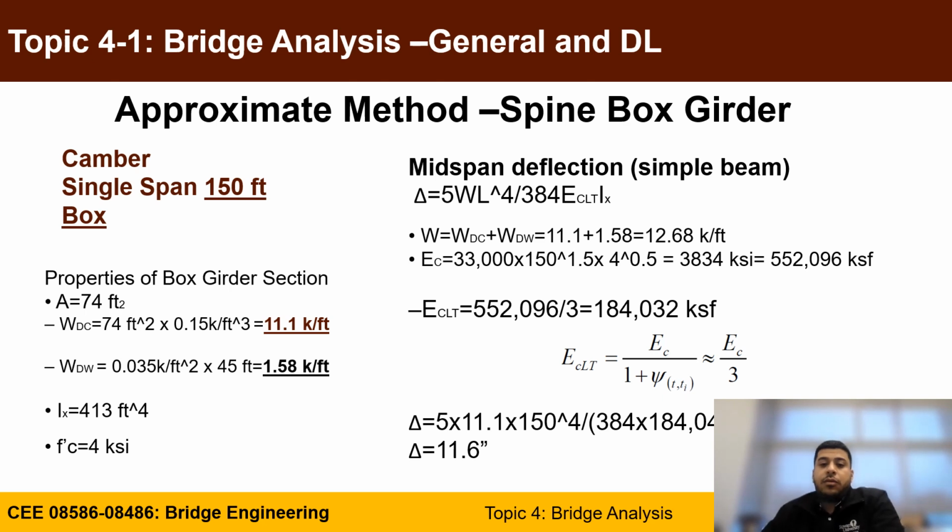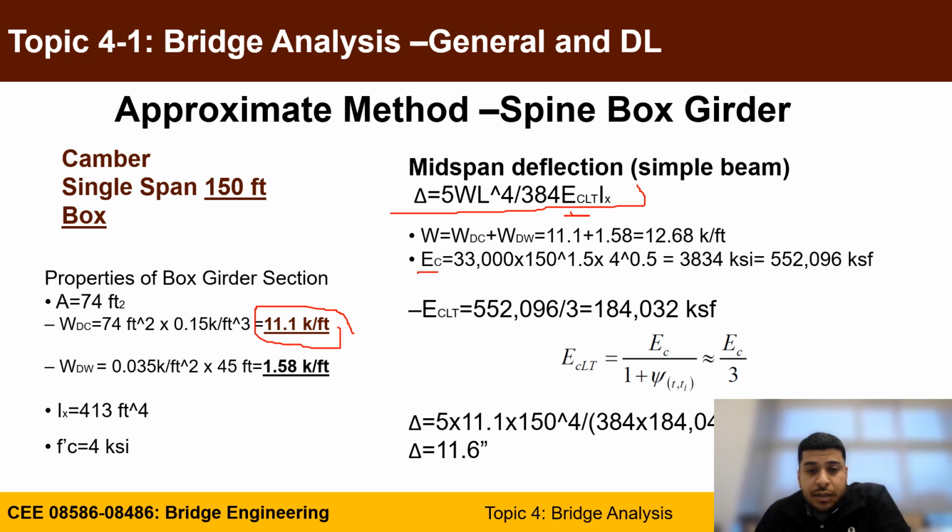You also need to calculate the camber or deflection. You usually use it with DC. So your DC load, this is the deflection of a simply supported beam, which is usually 5WL to the power 4 divided by 384 times the modulus of elasticity times I, and we consider it for long term due to creep.